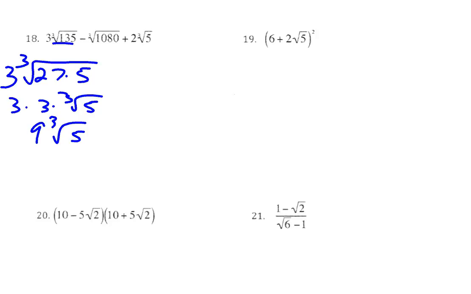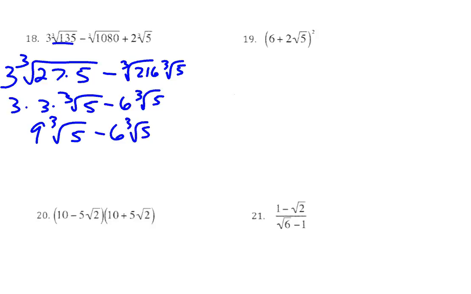Go to the next one. In a perfect world, we're going to be left with the third root 5. So what I would do is 1080 divided by 5. And if I do that, I get 216. And 216 is a power of 3. It's 6 to the third. I got minus 6, third root 5. And finally, the last one I don't have to do anything with. It's already ready to go.